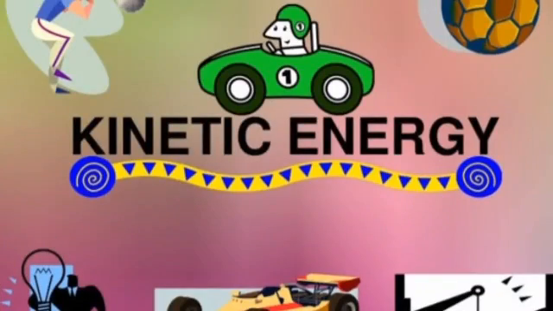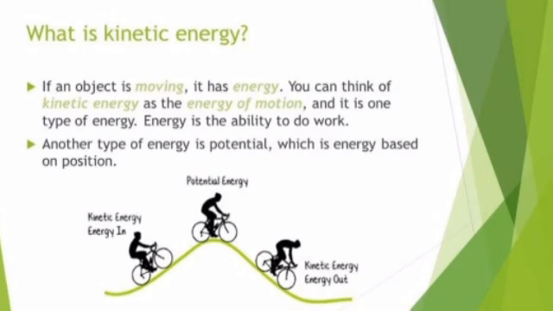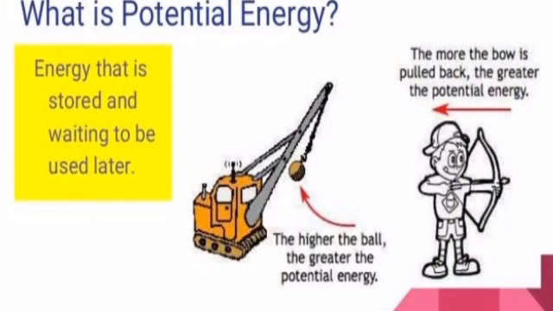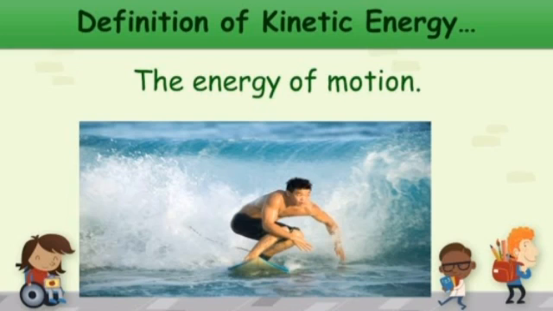If an object is moving, it has energy. You can think of kinetic energy as the energy of motion, and it is one type of energy. Energy is the ability to do work. Another type of energy is potential, which is energy based on position, energy that is stored and waiting to be used later. For example, the more the bow is pulled back, the greater the potential energy. The higher the ball, the greater the potential energy. The energy of motion is known as kinetic energy.